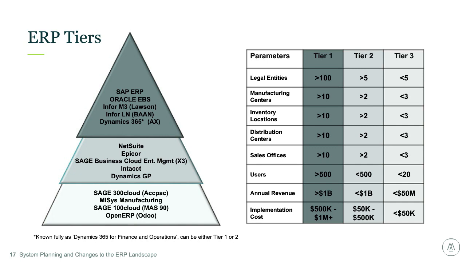The dominant players here are SAP, Oracle, and Infor. These three have cornered the Tier 1 market, and they've done that over the years by acquiring different applications and consolidating them under their brand umbrella. Microsoft also plays in this category with Dynamics 365 for finance and operations, previously known as Dynamics AX.